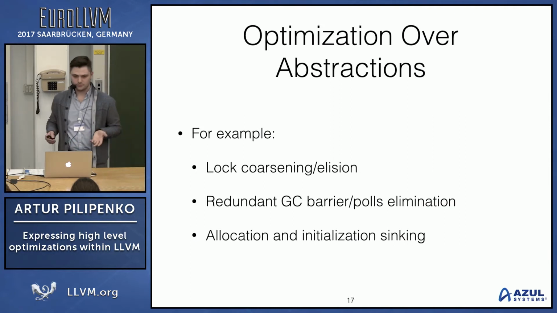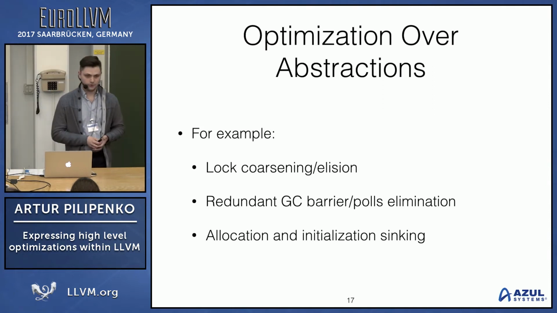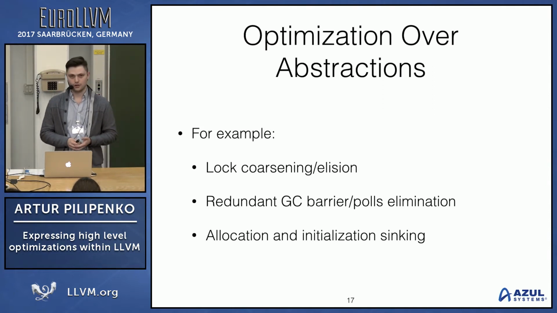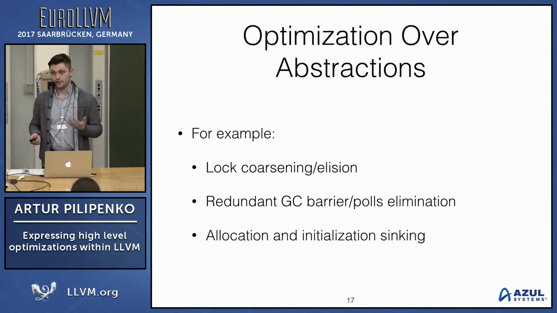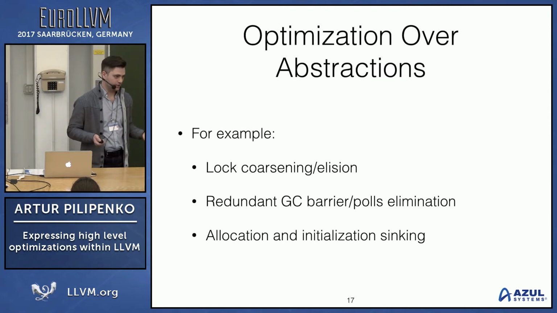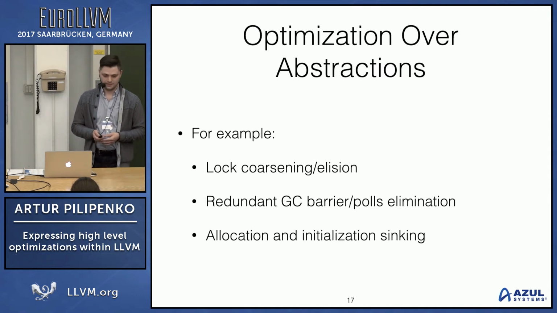So just having abstractions, we can do a lot of optimizations. For example, we have abstractions for acquiring and releasing locks, and using them, we can do lock coarsening and lock elision. Our GC barriers and polls are also implemented as abstractions, so we can eliminate redundant ones. Object allocation is also implemented as an abstraction, and we have a special pass which does sinking of allocations down to cold paths.